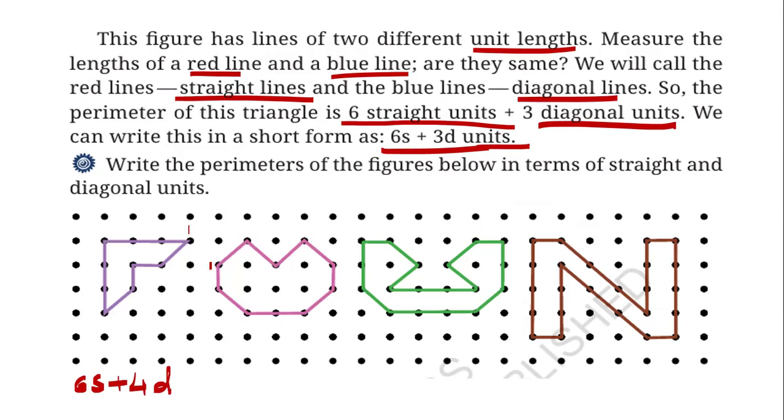Now take these straight lines: 1, 2, 3, 4, 5, 6, 6s. Then the diagonal lines: 1, 2, 3, 4. This is also the same, 4d. Try this and comment your answer in the comment box.